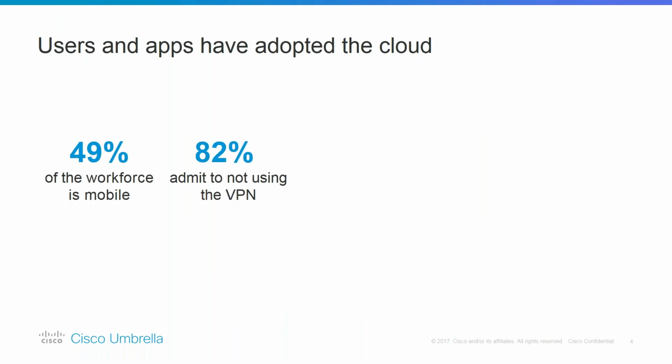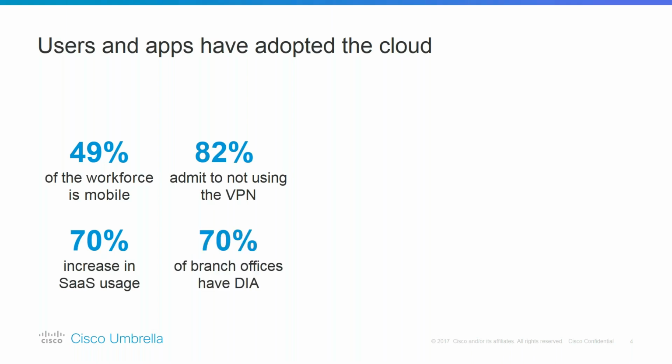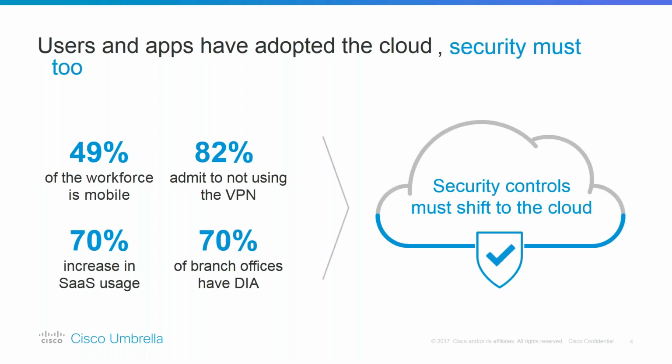49% of workforce is mobile, 82% not actually using VPNs. I mean, sometimes VPNs are cumbersome to use, multiple logins. It's easier for people just to ditch the VPN and just go off and find their internet connection. Increase of software as a service, cloud-based applications. It's just the way everything's going. And as I said, 70% of branch offices now have direct internet access. So, Umbrella.